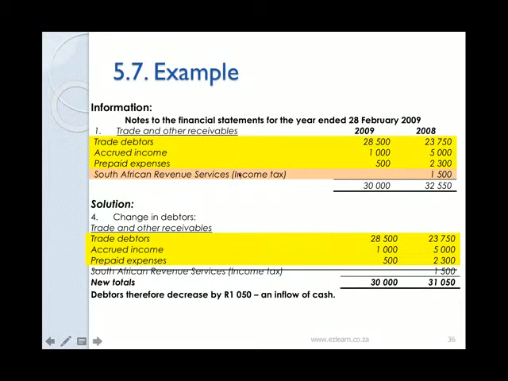Now, because we have already used our SARS income tax amount over here, when we are calculating it, simply cross it out. I seriously would suggest take your pencil and your ruler and cross that line out so that you no longer use it. Then what you do is you take the remaining amounts, in this case, trade debtors, accrued income, and prepaid expenses, and recalculate your new balances at the end. You can then see very easily that the change in debtors was in fact a decrease of 1,050 Rand, or in this case, it was an inflow of cash.